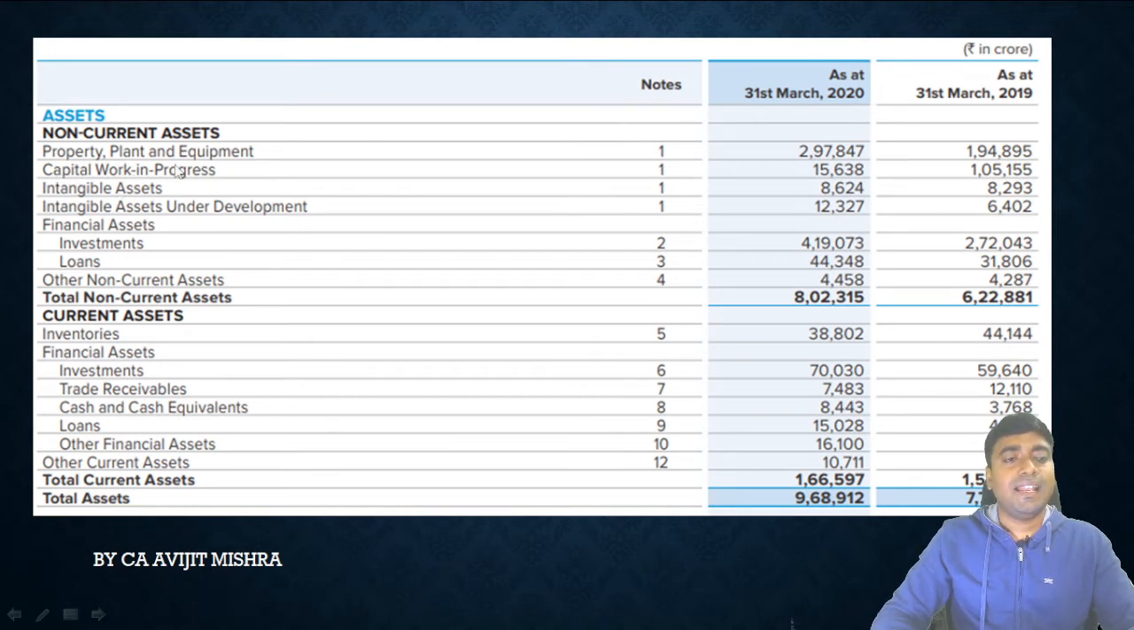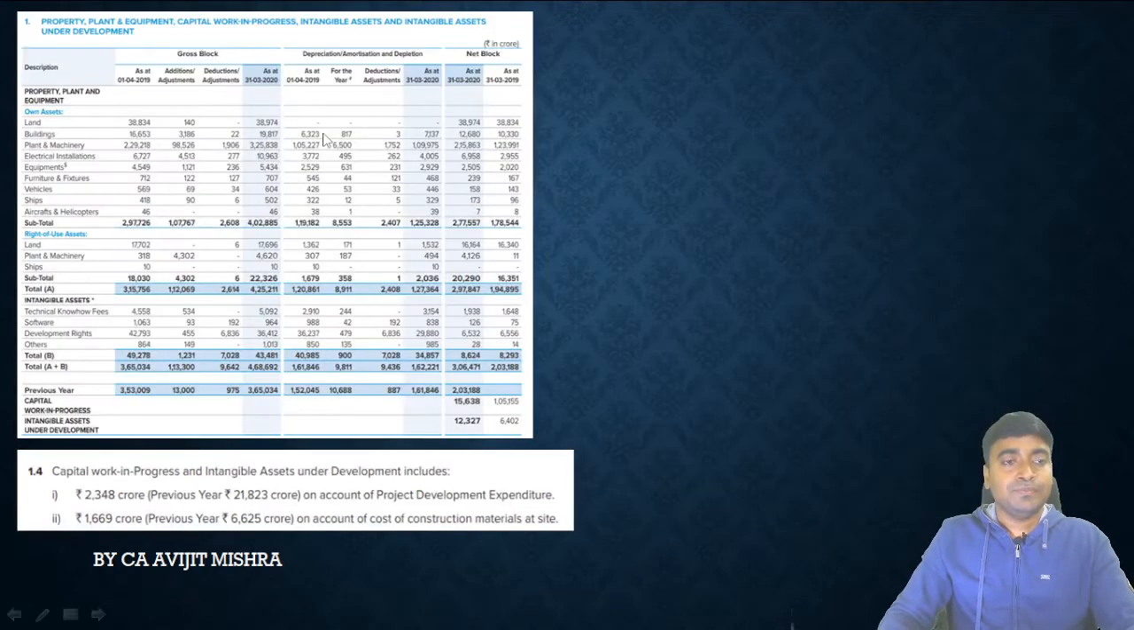The second thing is capital work in progress. What is the meaning of capital work in progress? Take the example, Reliance is constructing a new factory where production has not started, and the building work has just been completed. That is called capital work in progress. That means investment has already happened in that asset, but the construction has not been completed. In case of Reliance, the capital work in progress and intangible asset under development includes 2348 crores on account of project development expenses.